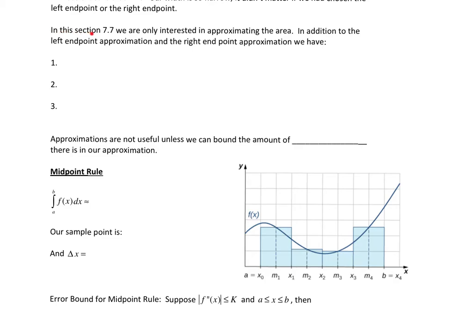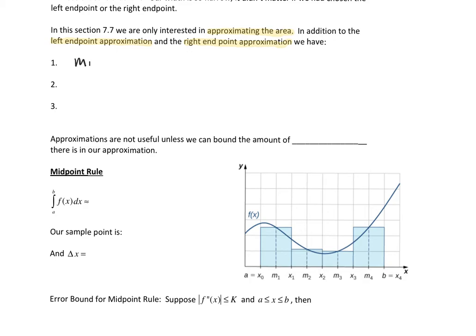In this 7.7 section, we are only interested in really approximating the area. So that's the real topic at hand here. And in addition to the left endpoint approximation that we had discussed in the previous video, as well as the right endpoint approximation, we actually are going to learn about three new approximation techniques.